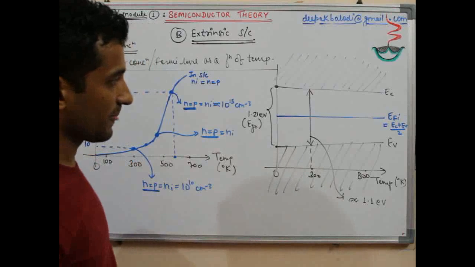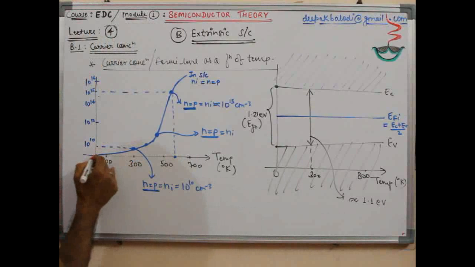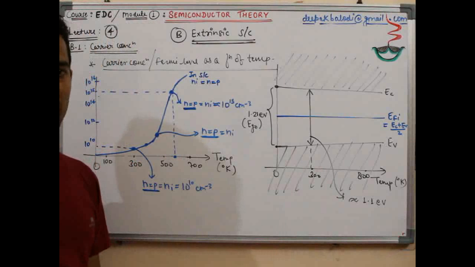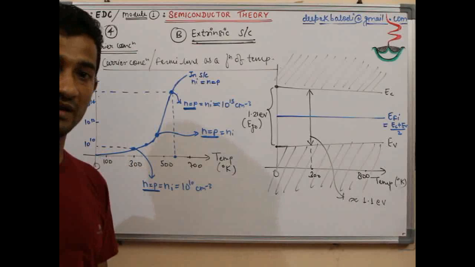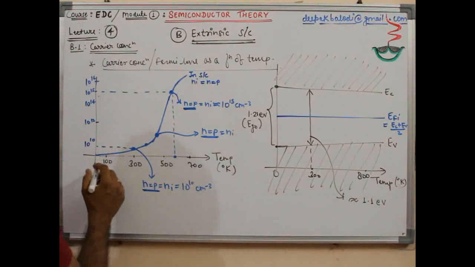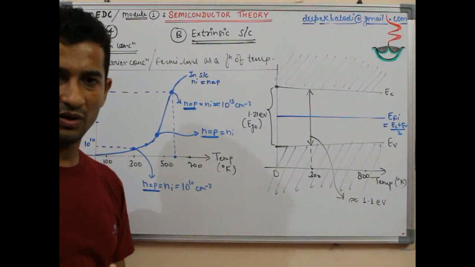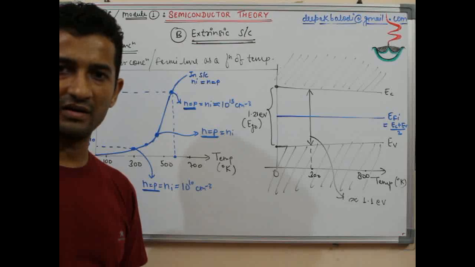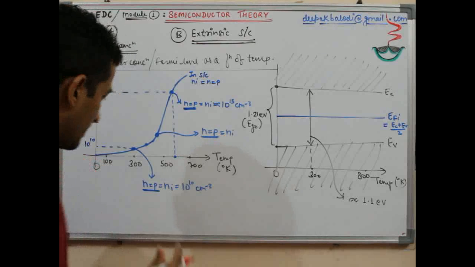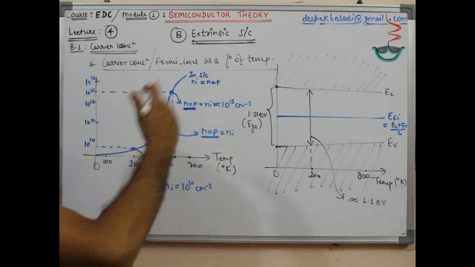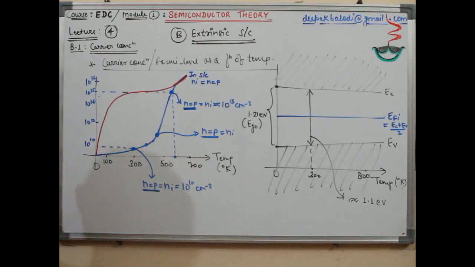So what happens if you have an extrinsic semiconductor? At near absolute zero, because there is no thermal energy, everything would like to be here. The carrier concentration is very, very poor, even if it is extrinsic. So we all start from here. But as soon as we go slightly above absolute zero, at 50 Kelvin, 100 Kelvin, or 150 Kelvin, which is still well below room temperature, even at this low temperature it rapidly increases for an extrinsic semiconductor. So this is like this.